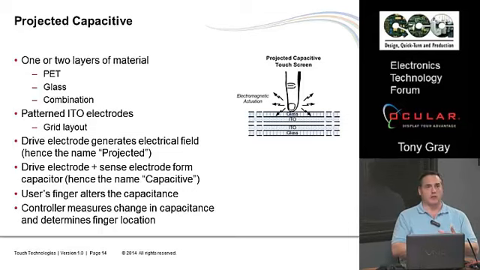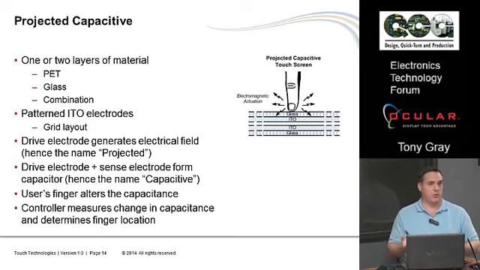The drive electrode is actually driving a square wave down the electrode, or can be other signals. Different companies do different things, but we'll make it simple. We'll talk about it being a square wave. So you drive a square wave down the drive electrode, and then your sense electrode actually picks up that signal and it gets coupled in. And those 2 electrodes together create a capacitor, whether they're side by side in a coplanar arrangement or they're on top of each other in a stacked arrangement. Either way, you get essentially a 2-piece capacitor. So it's projected because the drive signal is creating this electric field, and it's capacitive because those 2 electrodes form a capacitor.